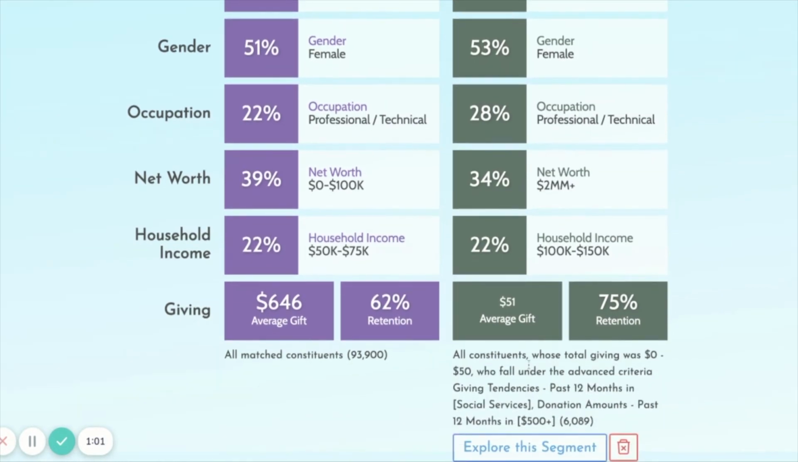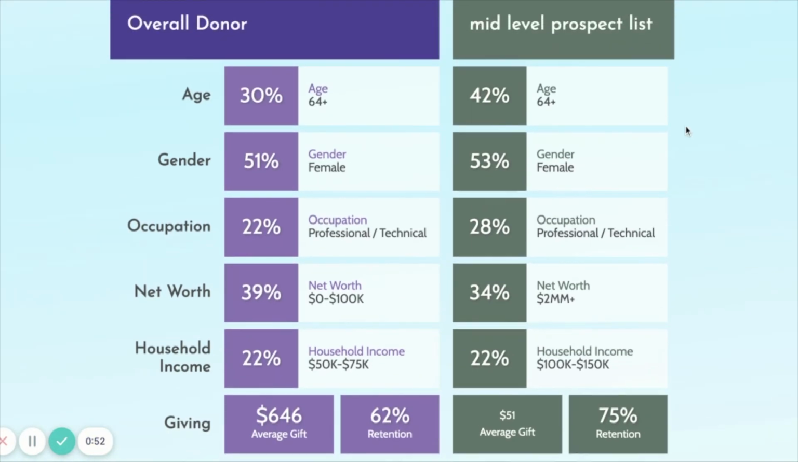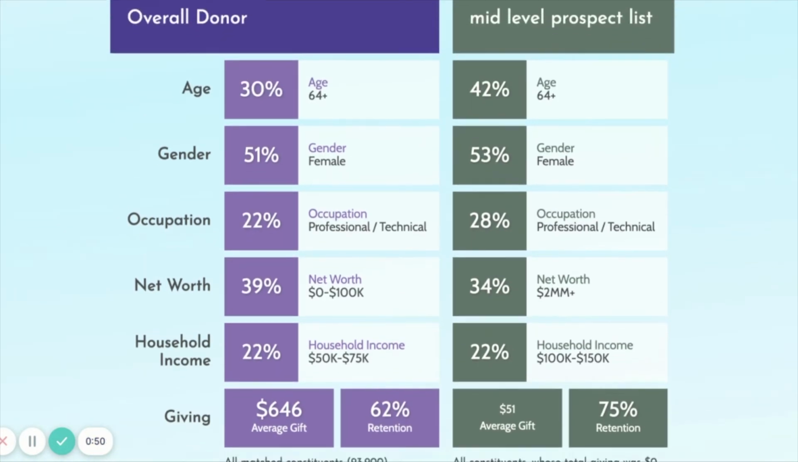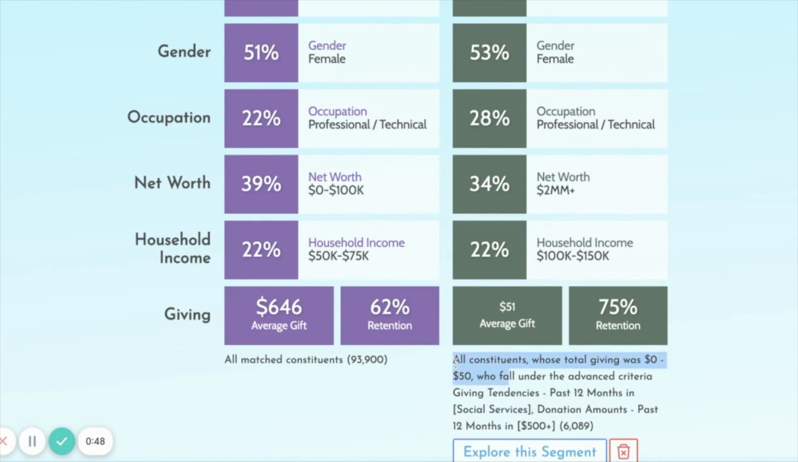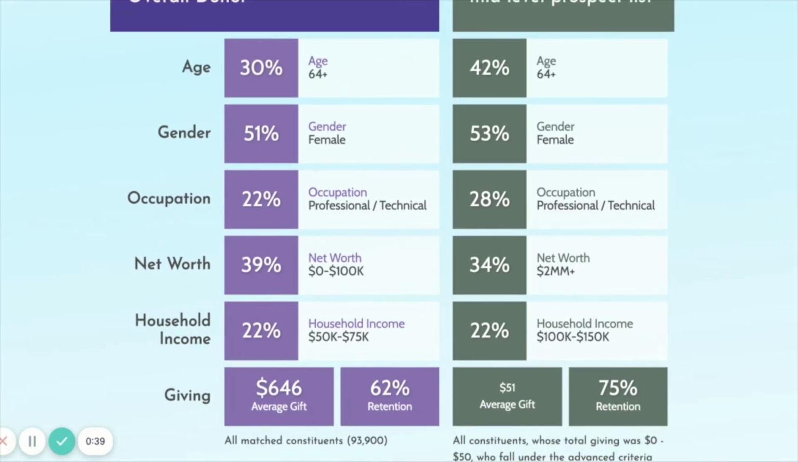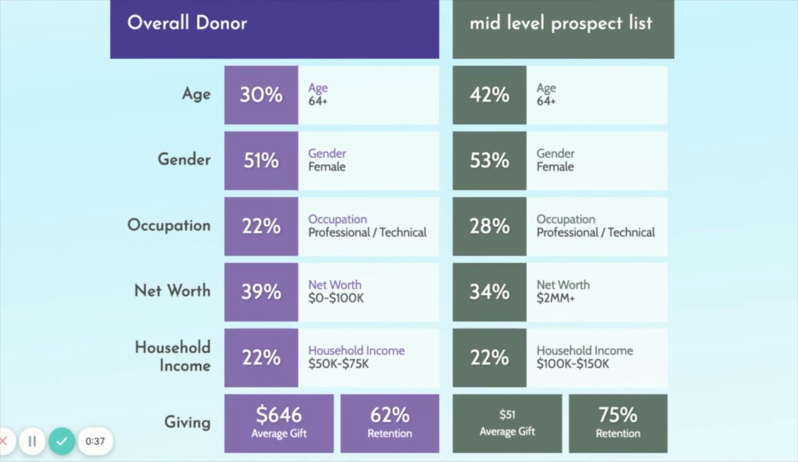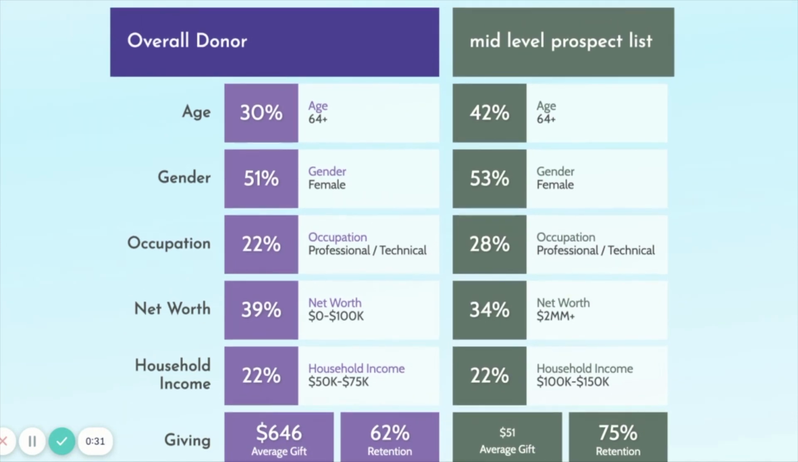Also, we pull in, in plain English, what goes into this segment. So if somebody else on your team created this mid-level prospect segment, or maybe it was created a while ago and you don't remember, you can easily see right here in plain English what the criteria were and how many people, in this case 6,089, are in that segment. This gives a lot of flexibility to look at a bunch of different segments on their own by just looking at this column, as well as in comparison to your whole file.